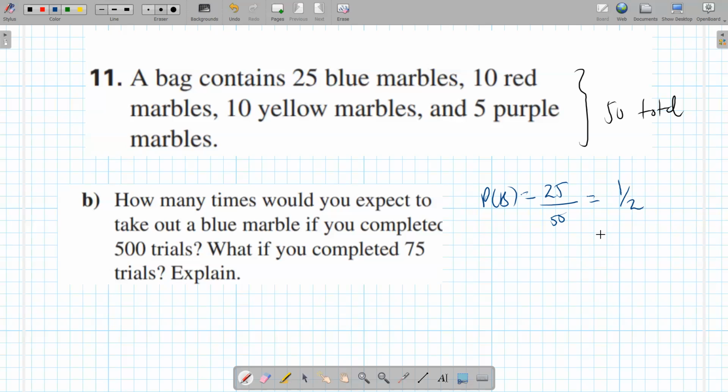Now, if you completed 500 trials, let's say you plucked out a marble, put it back, and then plucked it out again, put it back, plucked it out. How many blue marbles would you get out of 500?